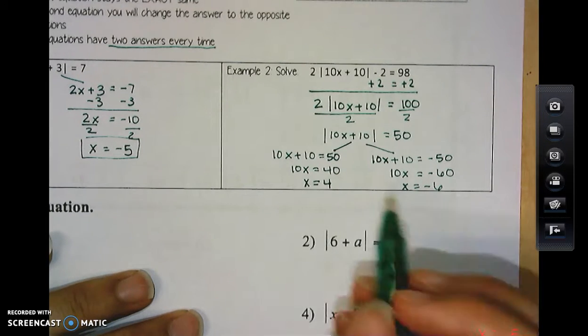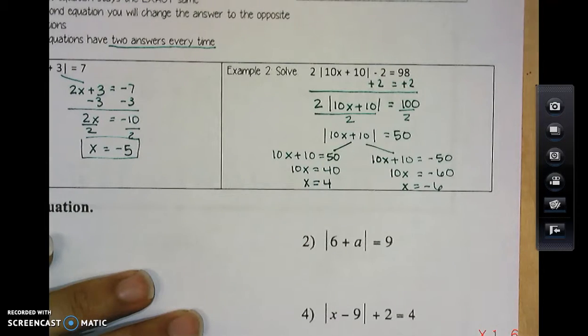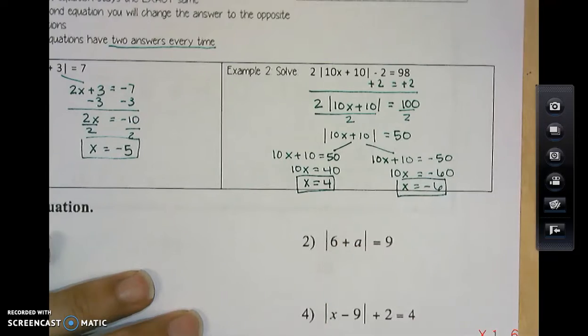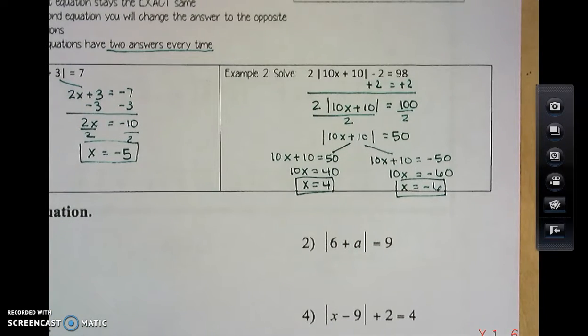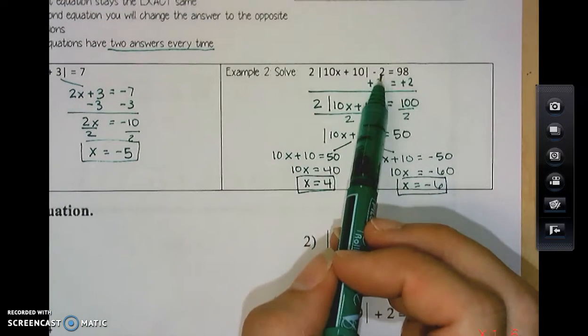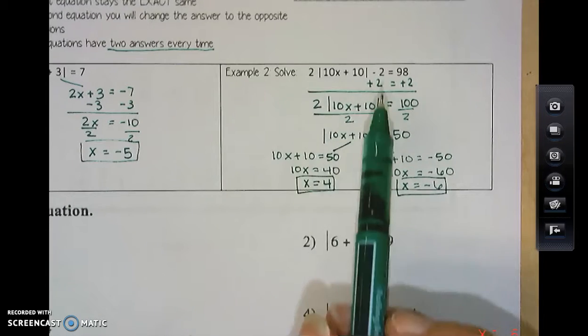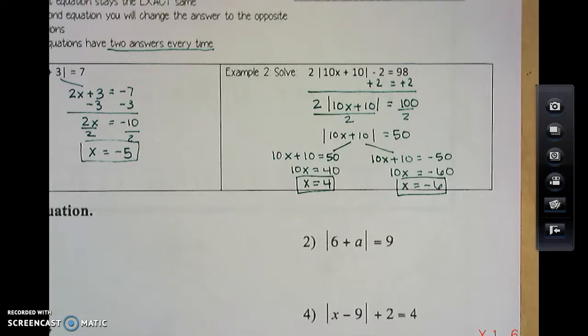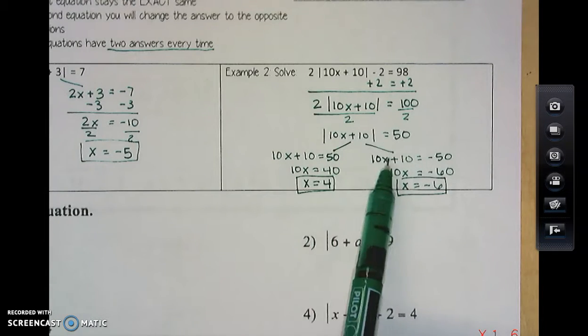Okay, so again, you can always plug those numbers back in, make sure everything works. But here are my two solutions, x equals 4 and x equals -6. Okay, the hardest part is to first get rid of all the extra stuff on that side of the equation with the absolute value. Then once you've gotten rid of everything, then you split.